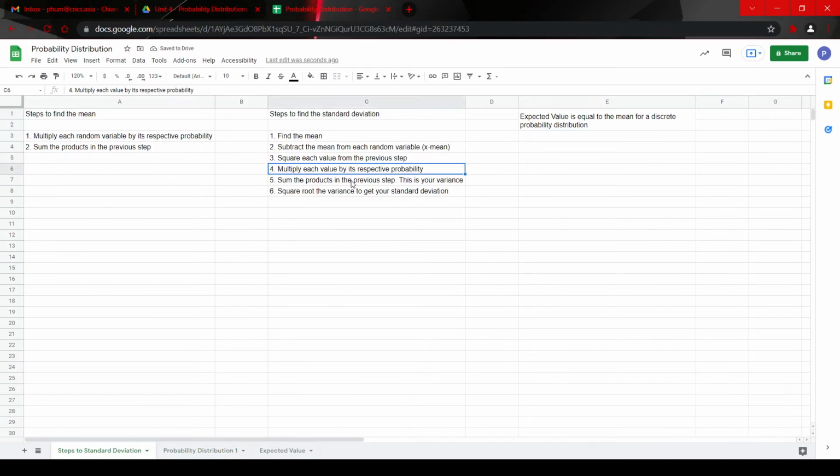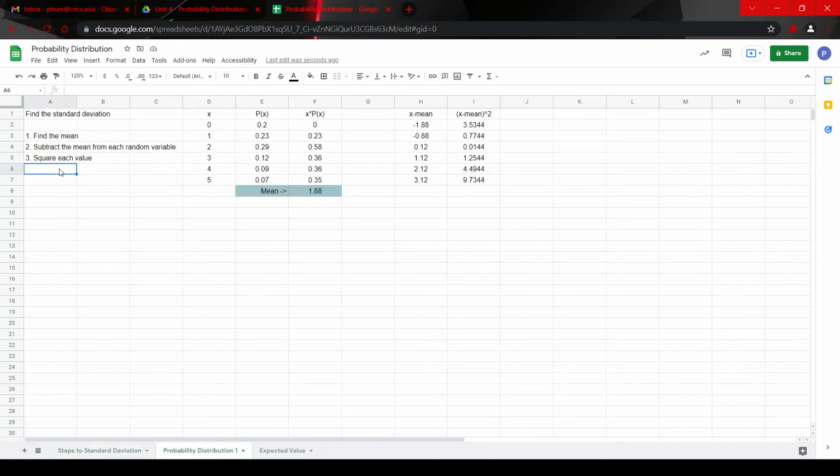Now our next step is multiply each value by its respective probability. So that means that we want to multiply this 3.53 by 0.2, right? And so this would be equal to this multiplied by P of x. In Google Sheets, that would be equal to I2, so 3.53, times 0.2, which is in E2. Again, autofill, click and drag, whichever works.